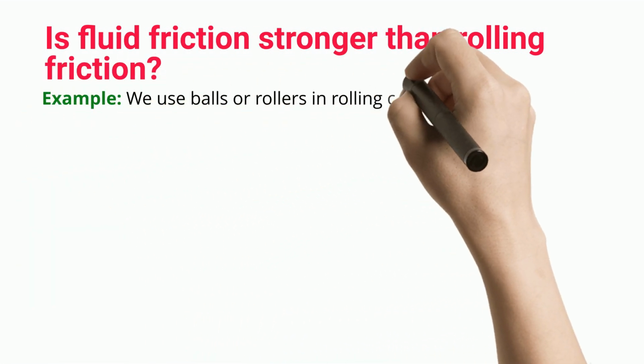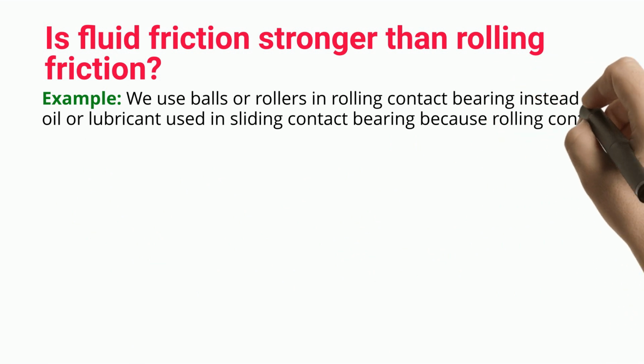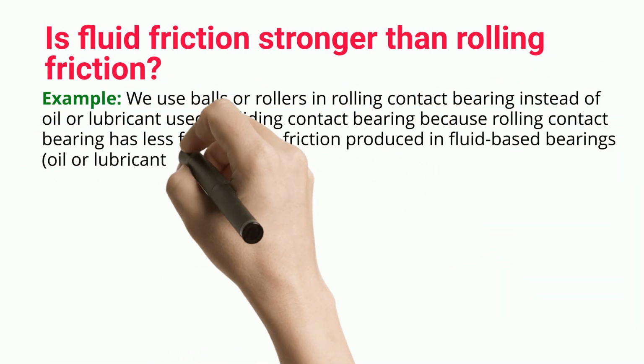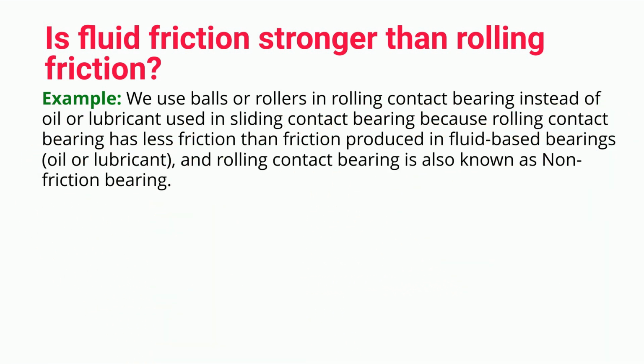Example, we use balls or rollers in rolling contact bearing instead of oil or lubricant used in sliding contact bearing, because rolling contact bearing has less friction than friction produced in fluid-based bearings, oil or lubricant, and rolling contact bearing is also known as non-friction bearing.